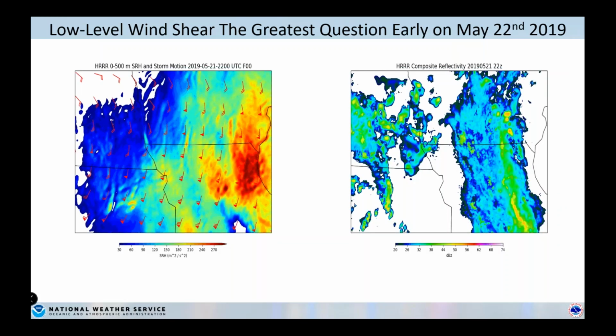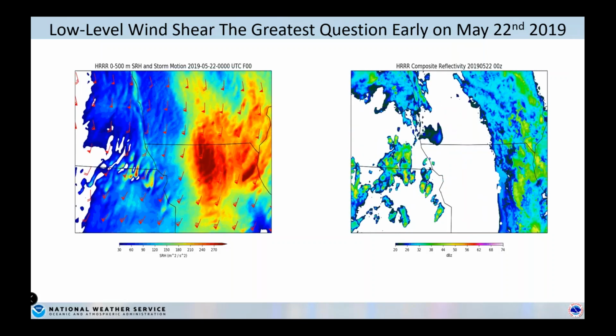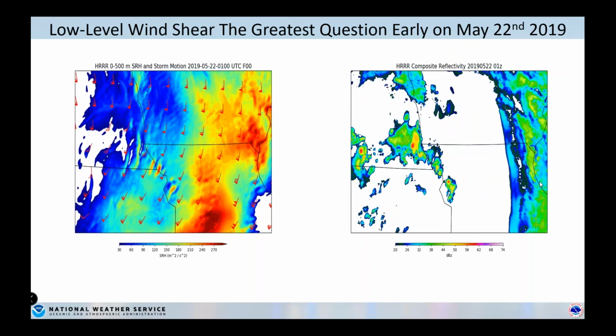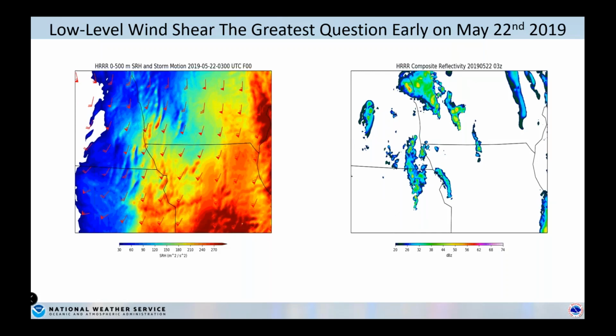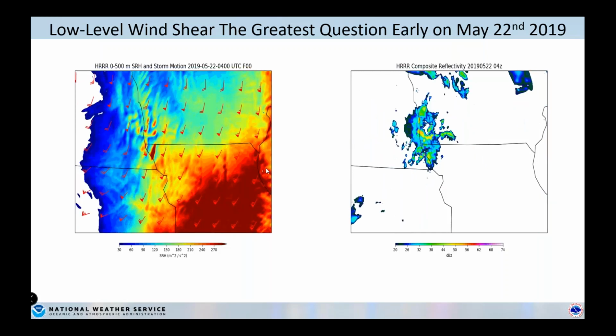Now, if we take a look at the HER, which is going to have a better ability to resolve a lot of our storm-like features here as we go on in time, as these storms initiate here right along the Kansas-Nebraska border, we're also getting our increases in our storm relative helicity. But we can also see how the storms are changing the environment and thus giving us the better detail for the potential for tornado genesis here.